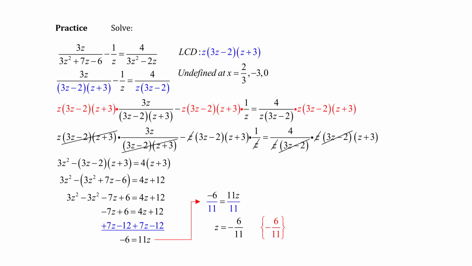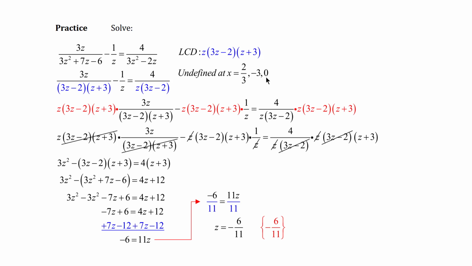Alright, so let's go over the solutions. So we start by factoring each of the denominators. We get 3z over (3z minus 2) times (z plus 3) minus 1 over z equals 4 over z times (3z minus 2). The rational equation is undefined at z equals 2 over 3, negative 3, and 0.